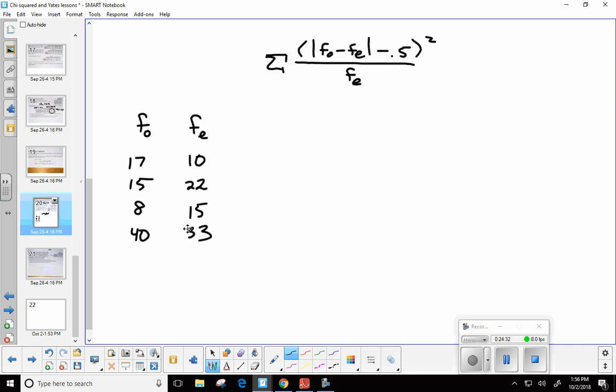Okay, now let's say you were going to go ahead and do this by hand. Well, what other columns would you create to make this a little easier on yourself? We definitely want what?